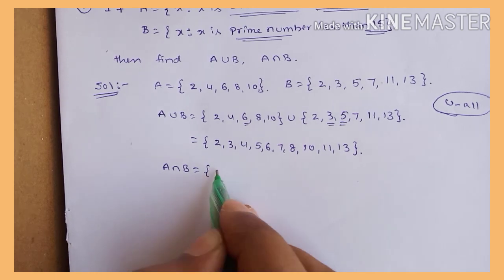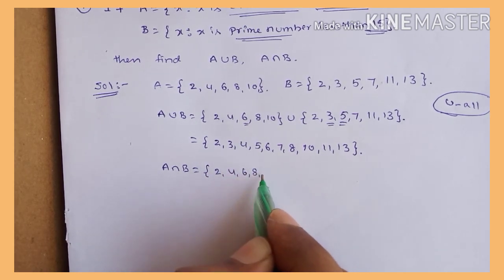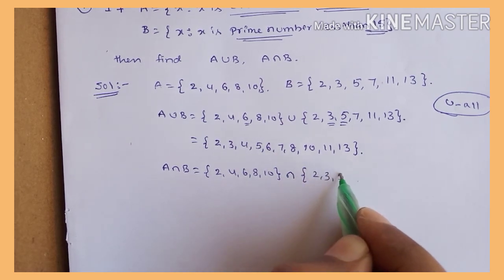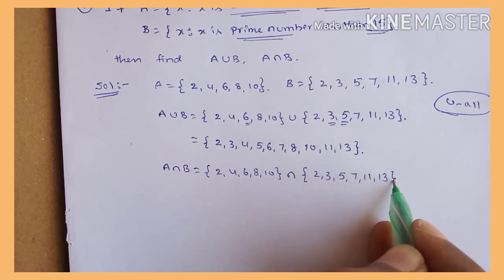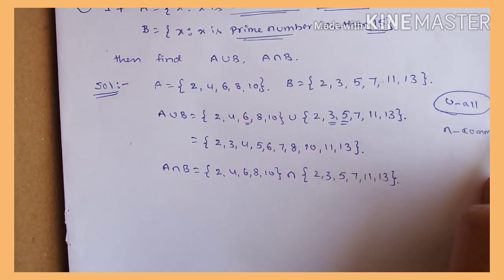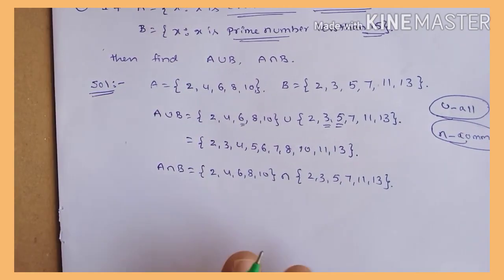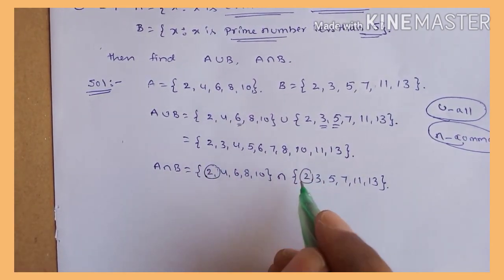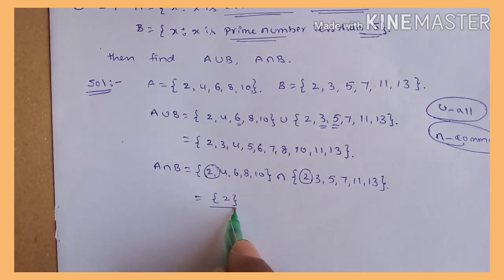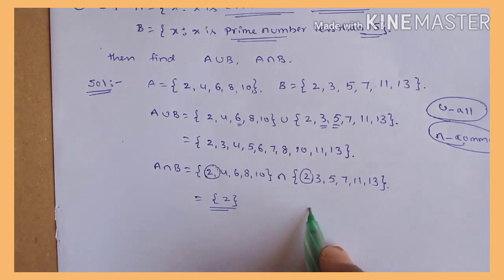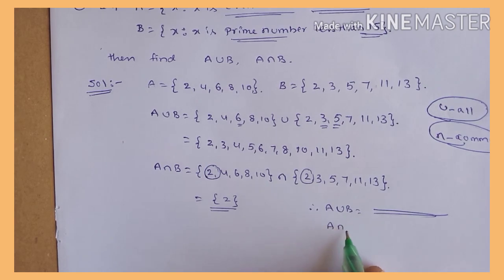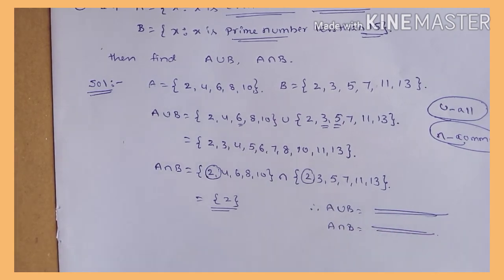A intersection B: set A is equal to 2, 4, 6, 8, 10, intersection 2, 3, 5, 7, 11, 13. Intersection means you have to write only common elements. What is common here? Only the number 2 is common in both sets A and B. So you have to write the set of 2 only. You have to write the conclusion. Therefore, A union B is the set you got, and A intersection B is the set you got.